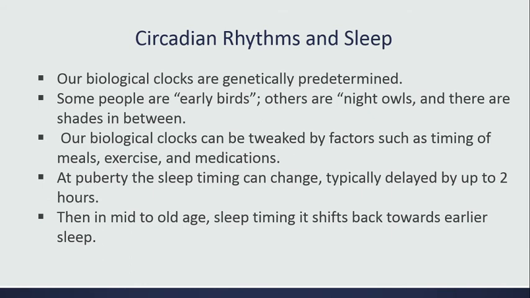So let's speak to circadian rhythms and sleep. Our biological clocks are genetically predetermined. Some people are early birds, others are night owls, and there are shades in between. Our biological clocks can be tweaked by factors such as timing of meals, exercise, and medications. Then, at puberty, the sleep timing can change, typically delayed by up to 2 hours. Then, in mid to old age, sleep timing shifts back towards an earlier sleep and an earlier arising.